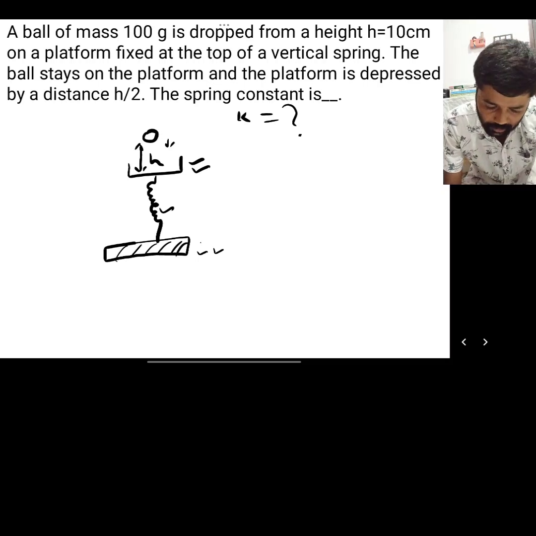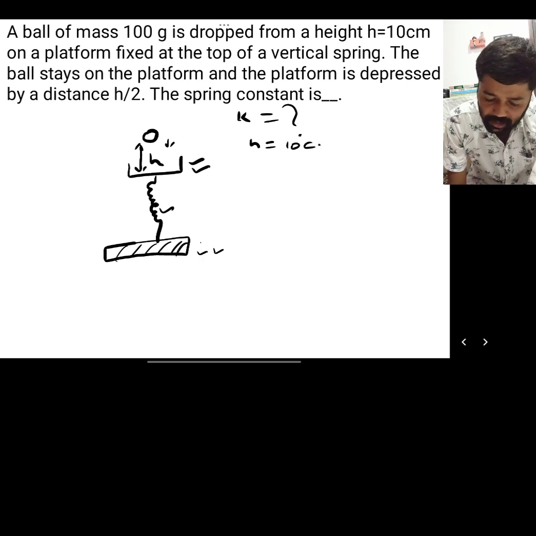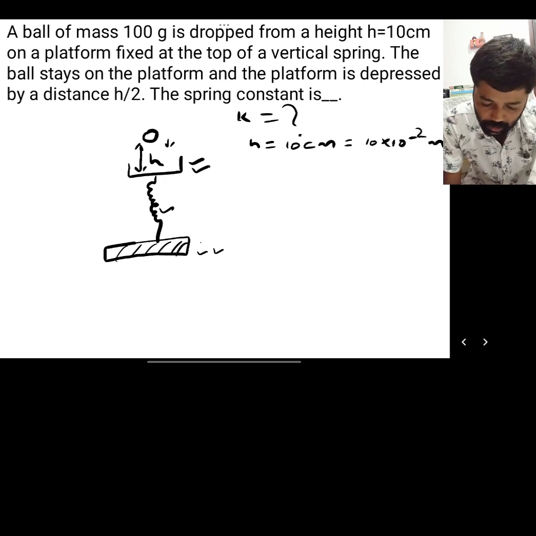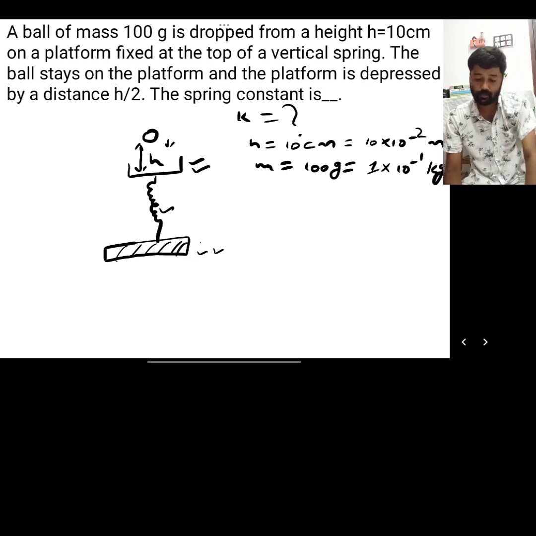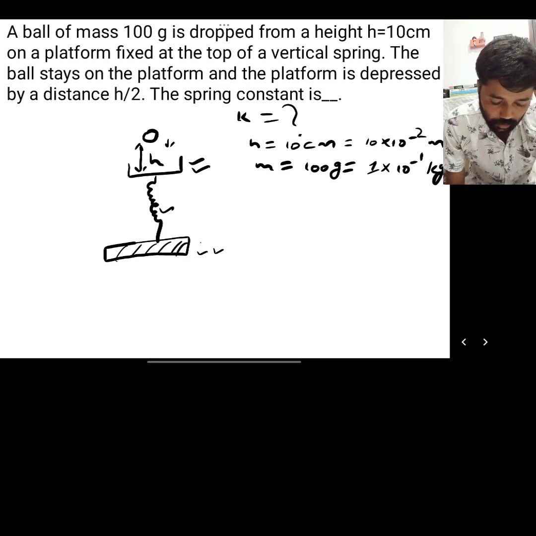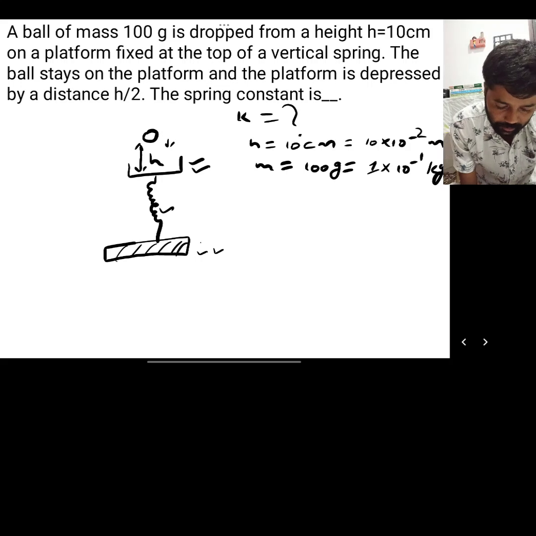The h value is clearly given as 10 centimeter. If you convert it, you get 10 into 10 power minus 2 meter. Similarly, the mass of the ball is 100 gram, which you can directly write as 1 into 10 power minus 1 kg, that is 0.1 kg.